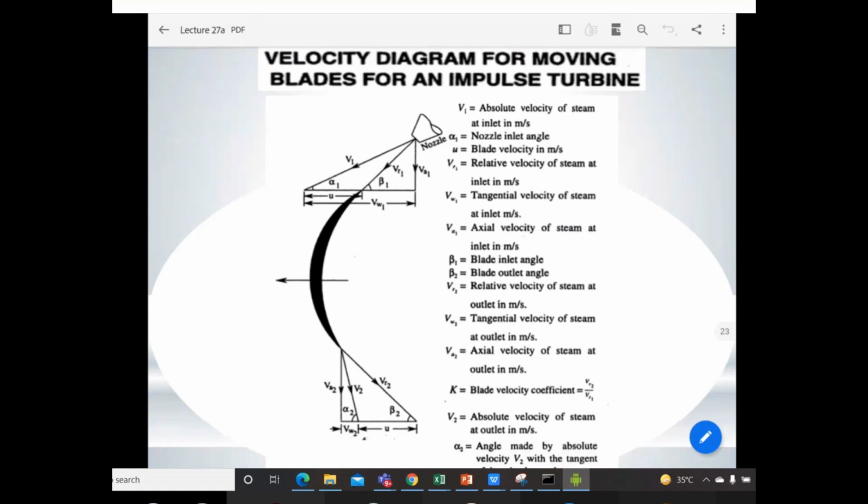Okay, so now moving towards the main important point, that is the velocity diagram for the moving blade for an impulse turbine. Whenever you have to analyze your steam turbine's blade section, the starting point is to draw the velocity diagram for the moving blade section. In this lecture we will look at how to build the velocity diagram.